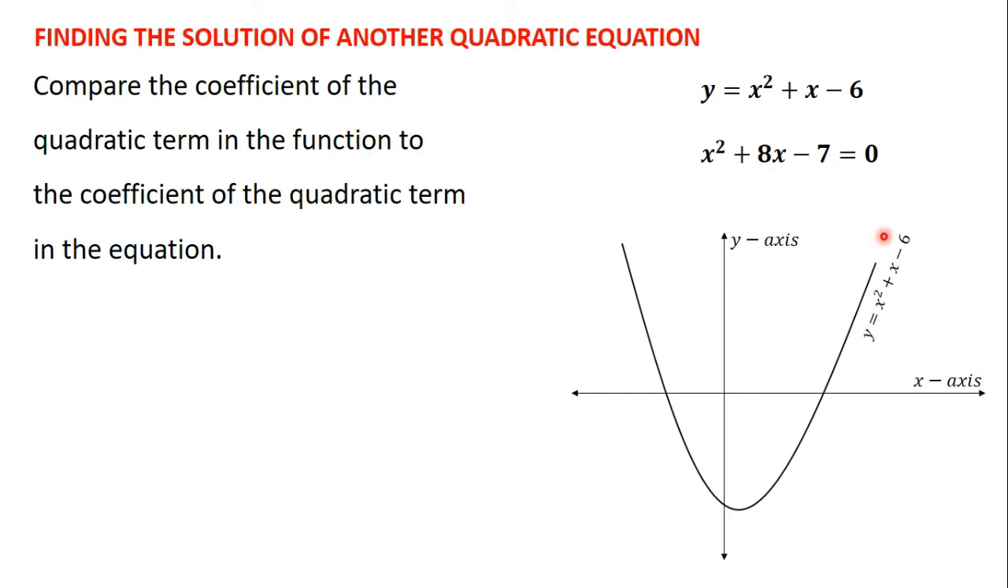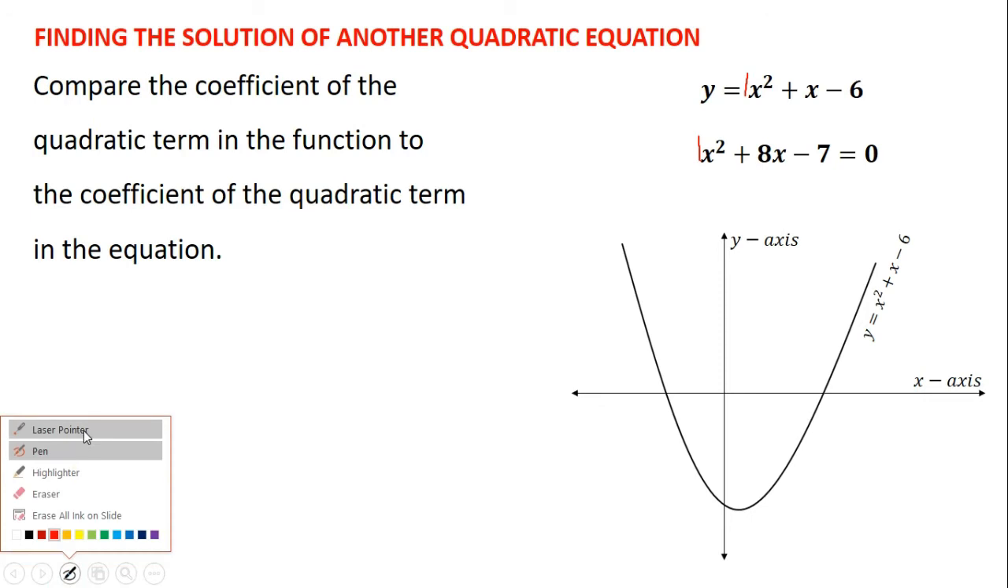We are saying that to use the graph of this function to find the solution of this equation x squared plus 8x minus 7 is equal to 0, the first thing you have to do is to compare the coefficient of the quadratic term in the function to the coefficient of the quadratic term in the equation. As we can see from here, there is no number attached to x squared, so it means that the number attached to it is 1. We learned this in algebra. In the same way, there is no number attached to this x squared term, so it means that the number attached to it is 1.